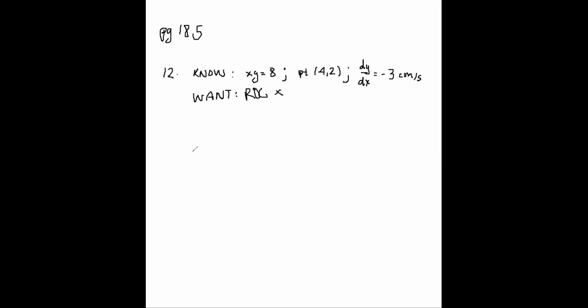So if we implicitly differentiate this with respect to x, we are going to end up with x y prime plus y, right? And we know that we're at the point (4, 2). So let's sort this out. x y prime is equal to negative y divided by x. So y prime is equal to negative y over x. So dy/dx is equal to.